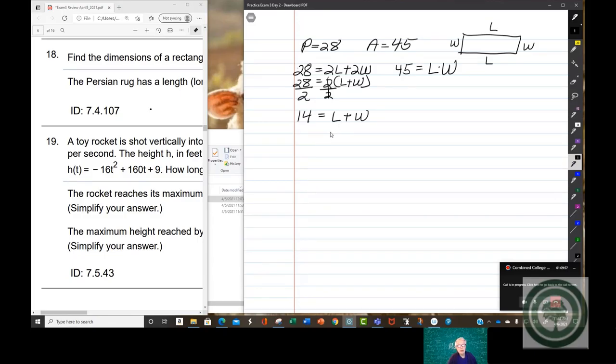Now it's just a matter of which letter I like best because I have to solve for both of them. All right, I'm going to solve for L for no other reason than that I want to. Subtract W.